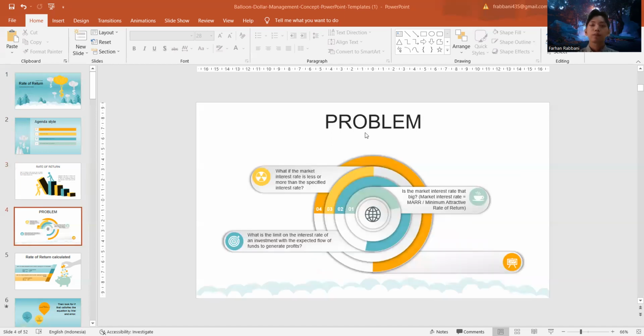Problem. There are three problems. One, what if the market interest rate is less or more than the specified interest rate? Two, what if the market interest rate is equal to MARR, the minimum attractive rate of return? Three, what is the limit on the interest rate of an investment with the expected cash flow to generate profit?